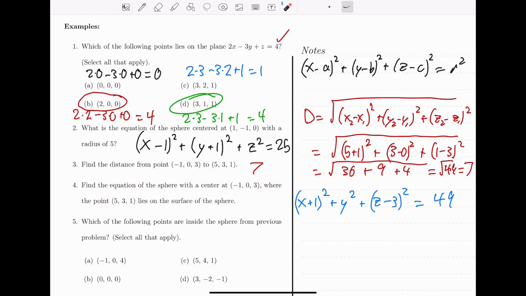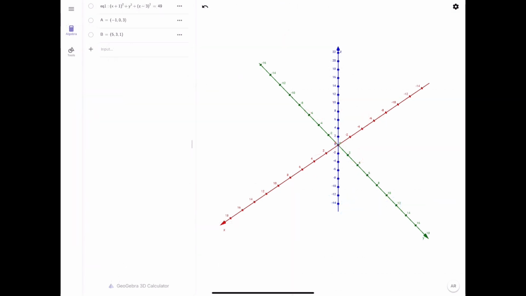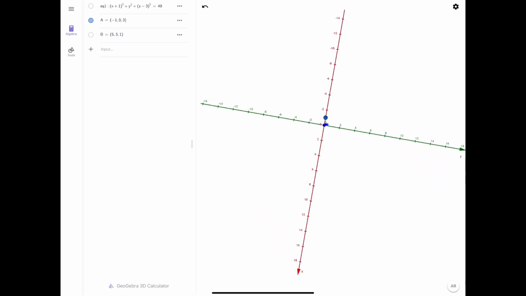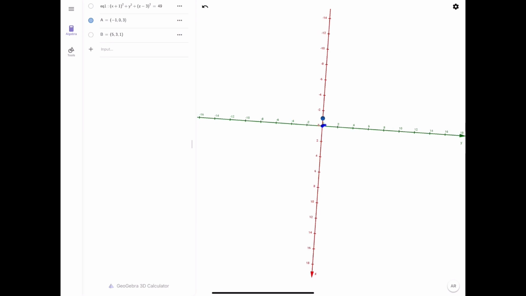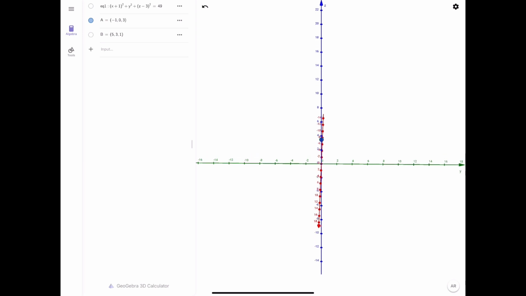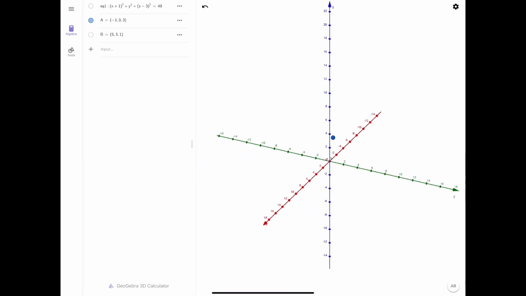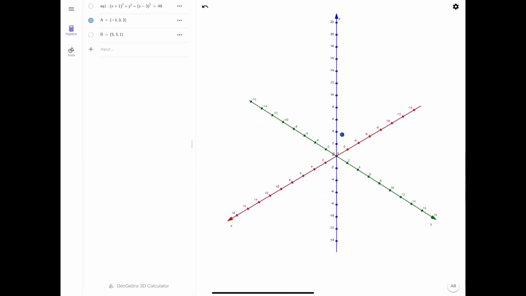Let's visualize this in GeoGebra. Let's go ahead and put the center of the point in first. The center's at (-1, 0, 3). So in the x direction, that's the red axis, we go -1 in the red direction, 0 in the y direction. So along the green axis, which is the y axis, we don't move anywhere. Then up 3 in the z direction. So vertically, we've gone a distance of 3. There's the center of the sphere. And a point that's on the surface of the sphere is (5, 3, 1), which is right there.